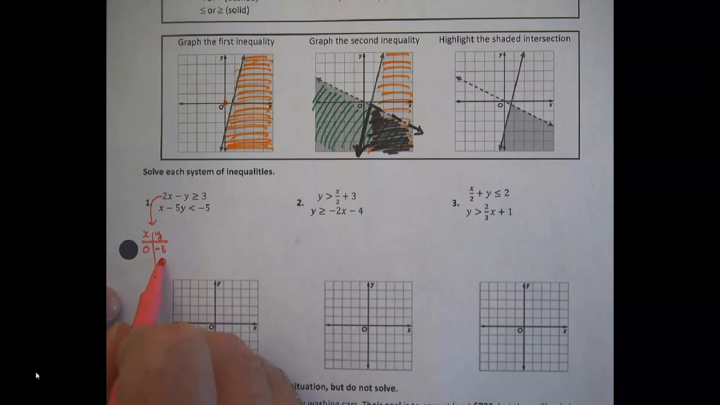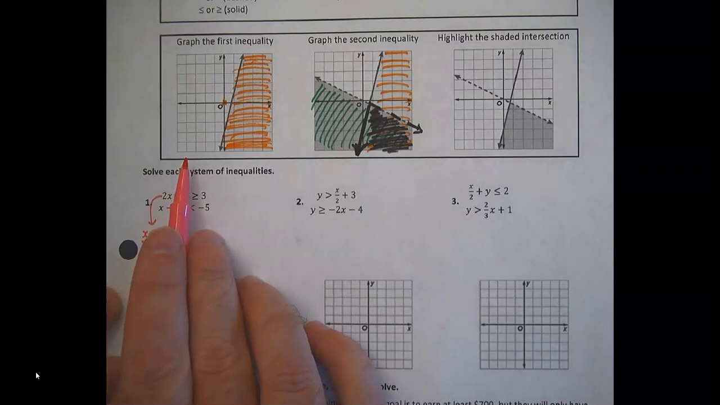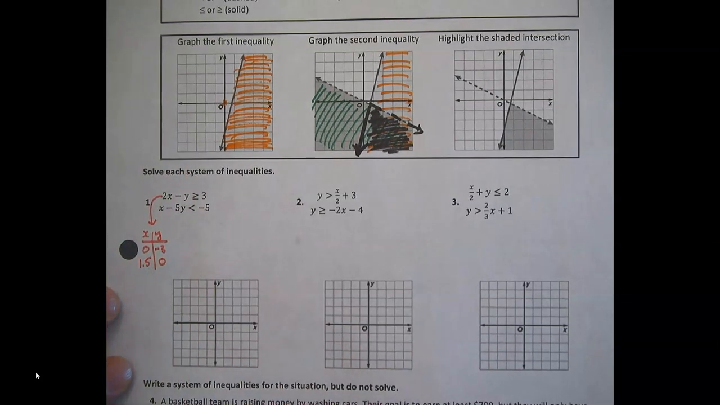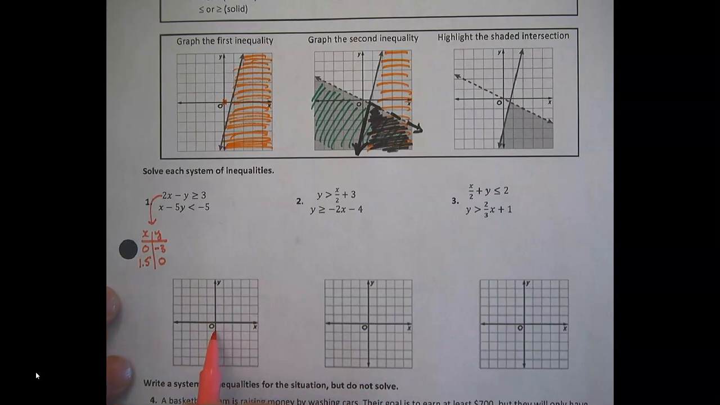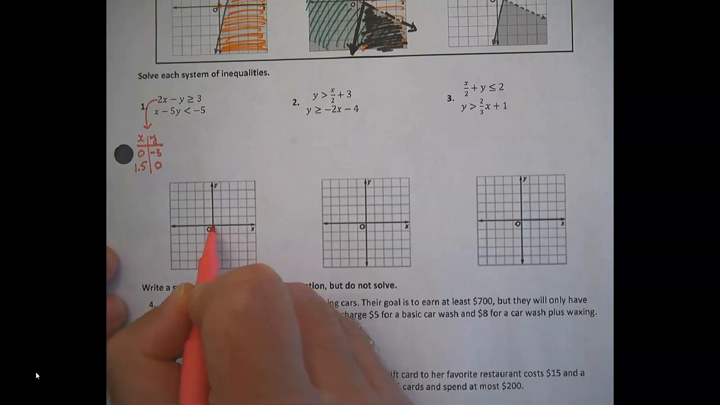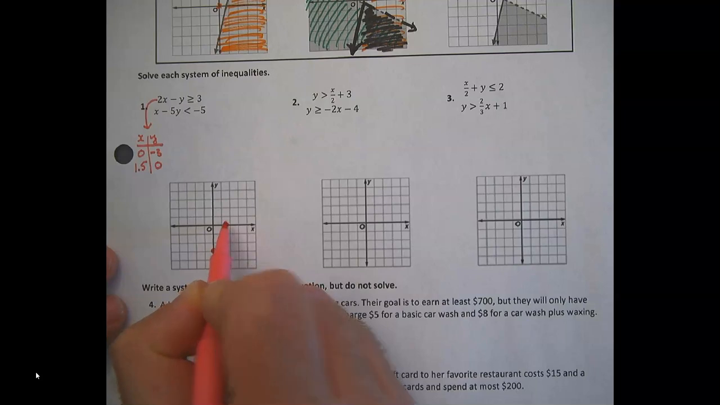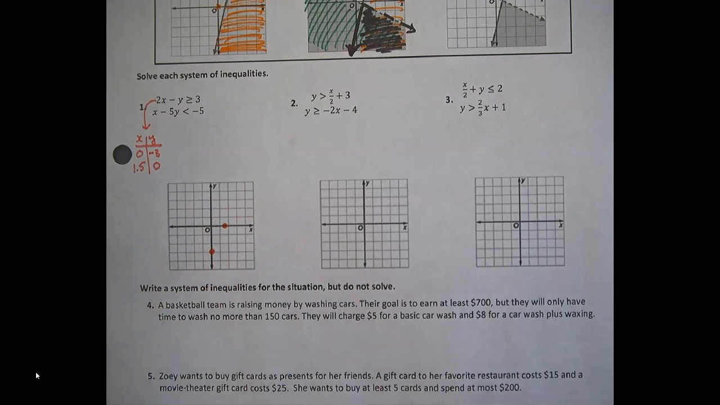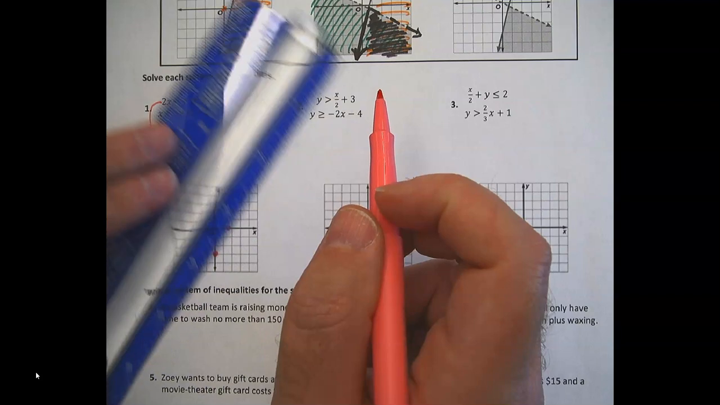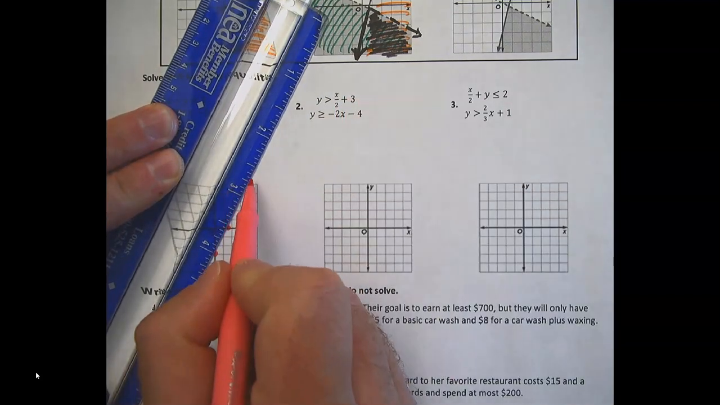Then I put 0 in for y. That means I cover up the y. To solve that, I would divide by 2. 3 divided by 2 is 1.5. So my graph is going to hit at 0, negative 3, and at 1.5, 0. Okay, so will this be solid or dashed? The way I figure that out is I look at the inequality. This is greater than or equal to. So I'm going to connect this with a solid line.